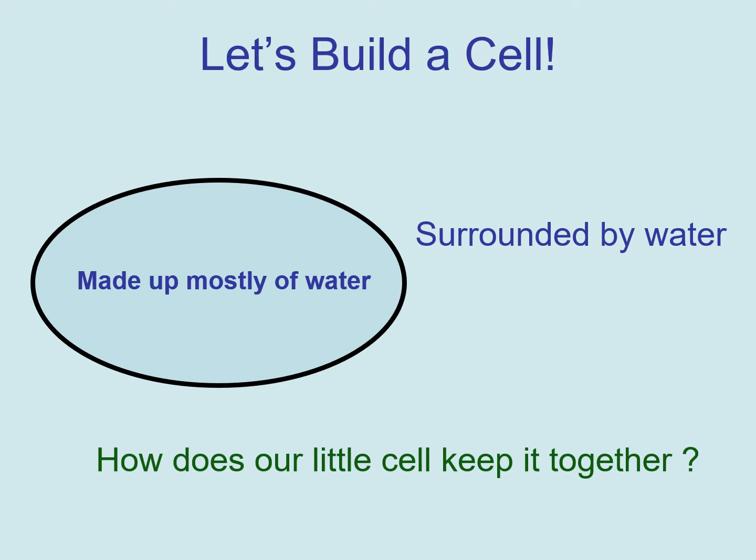Remember that you are mostly water and your cells are mostly water, and all of the chemistry of life takes place in water. Water is essential. So we have cells that are made up of mostly water and they're surrounded by mostly water. So you have interstitial fluid between your cells. And your cell has to separate itself from its surroundings.